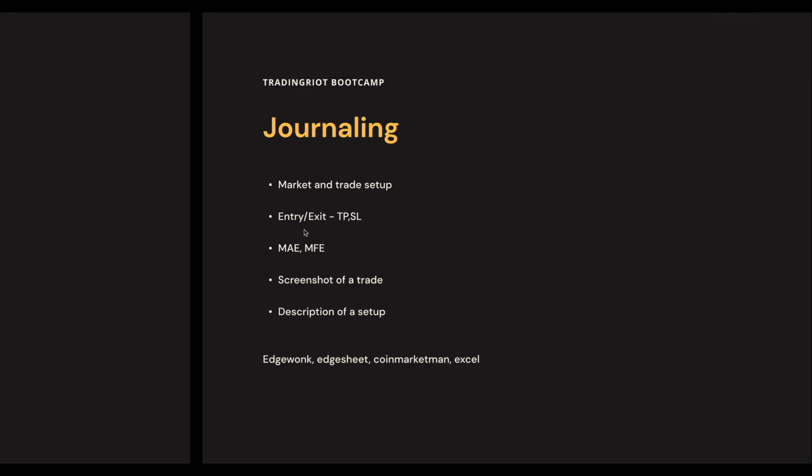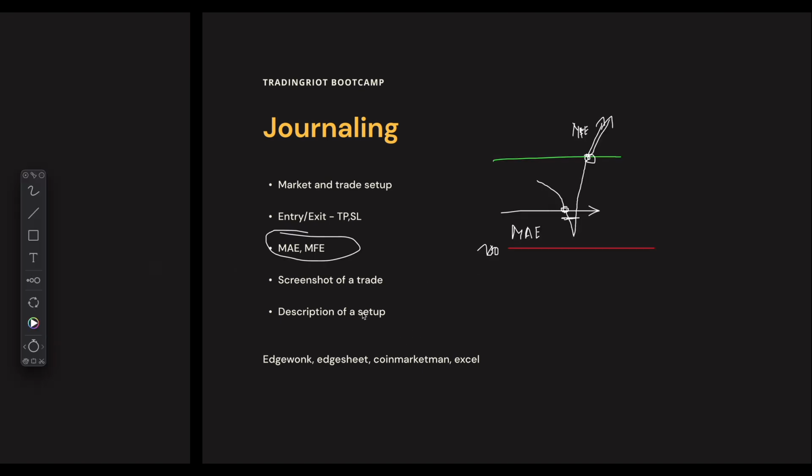These two things, entry, exit, take profit, stop loss. This is obviously the most basic principle. The platforms will then calculate your risk to reward ratio and basically your win rate and everything else. So these things are obvious. Max adverse excursion and max favorable excursion. You might not know these things.